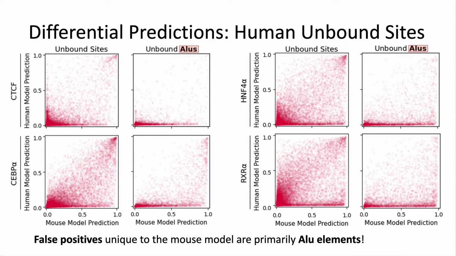So what we did was we took these plots of unbound sites and we filtered them to only show the unbound ALUs, which are a type of repeat element in the human genome. And what we saw is that overwhelmingly the sites in that bottom right corner, the false positives unique to the mouse model, they are ALUs. And so that is our culprit.